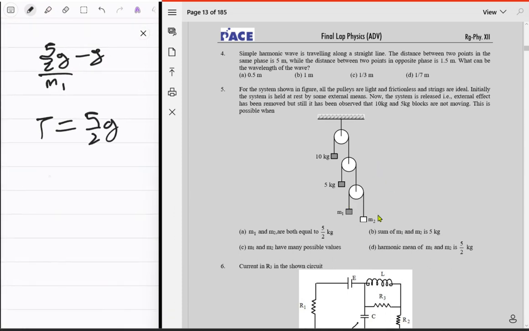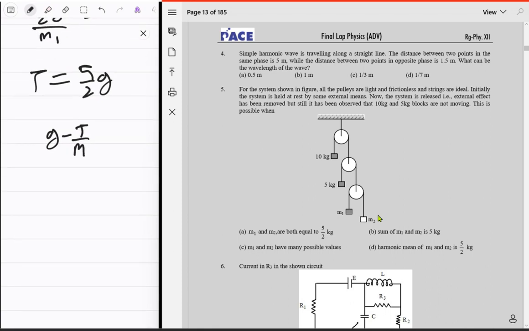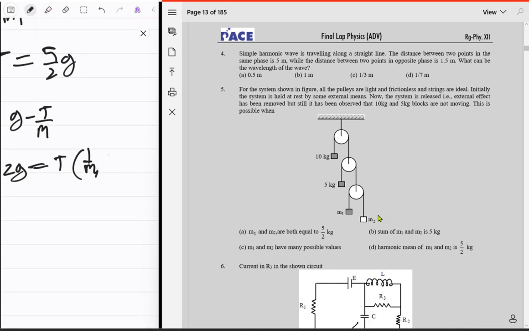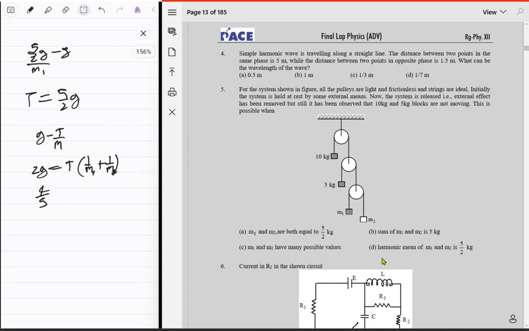And now just apply this. So apply the string constraint. It's like (g minus T) upon m1 plus (g minus T) upon m2 equal to 0. It's like 2g is equal to T times (1 upon m1 plus 1 upon m2). And now we know T is just 5 upon 2 g. So 4 upon 5 is equal to 1 upon m1 plus 1 upon m2. So m1 and m2 can have many possible values. Yes, the sum of m1 and m2 is 5 kg. Harmonic mean, right, that's 5 upon 2 for sure. So D is the answer. Next question.